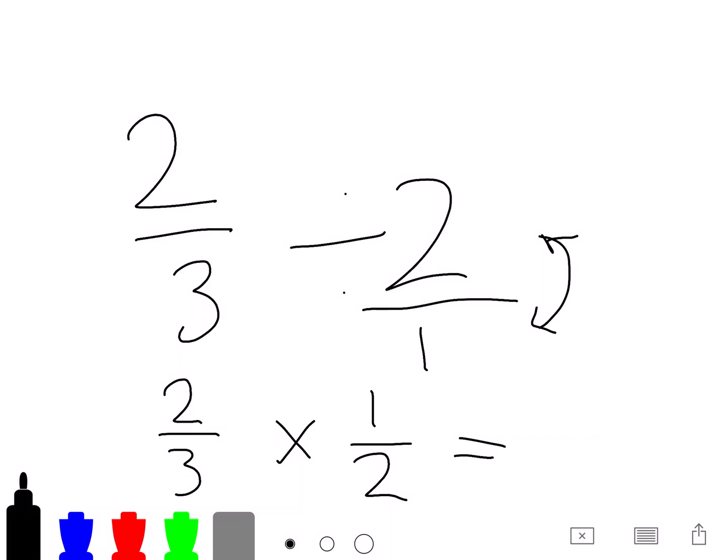Now, we can go ahead and multiply right across. We have 2 times 1, which is 2, and then we have 3 times 2, which is 6. And once again, there's the same answer, and of course that could be reduced. You could divide both of those by 2 and get a fraction of 1/3. But for our purposes today, this is just going to be a brief introduction into dividing fractions by whole numbers.